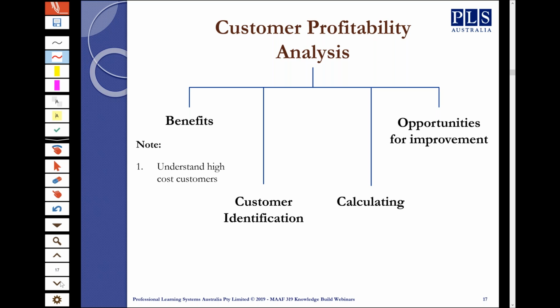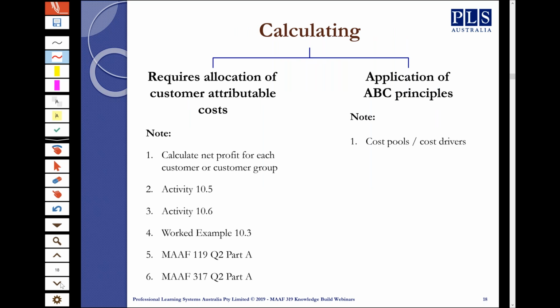You've got your calculations, but the key to this is probably understanding how you would use your analysis to try to improve your overall performance. On that basis, make sure when you're calculating, you'll need to calculate net profit for each customer or customer group. In terms of doing that calculation, apply your cost pool, cost driver logic. You'll find in turn you've got activity 10.5, activity 10.6. Now, activity 10.6, unless I'm missing something, is new this time. So they've now got 2 customer profitability questions as activities.